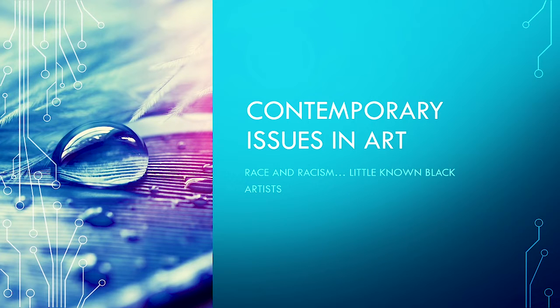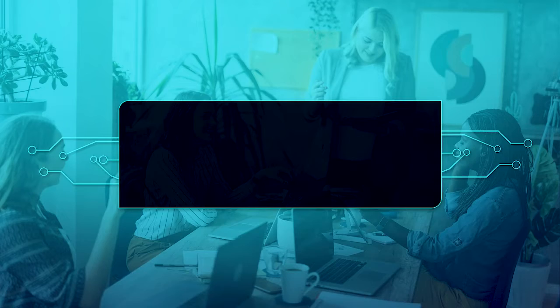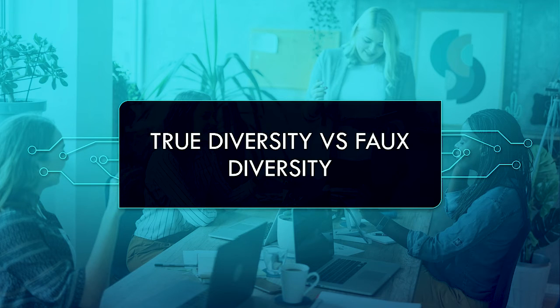we had to discover different present day artists, what they go through, and we had different themes like race and racism, police brutality, diversity, different things like that. And so the subject for this video is contemporary issues in art, race and racism, little known black artists. So, first let's break it up. We're going to be talking about true diversity versus faux diversity.